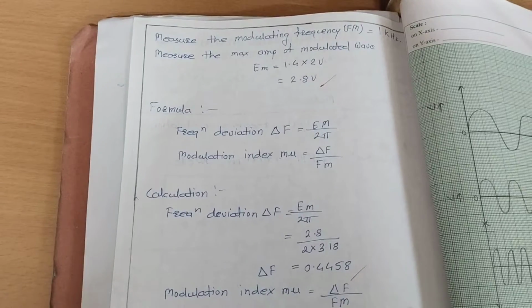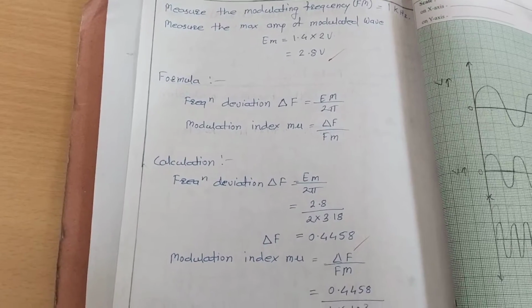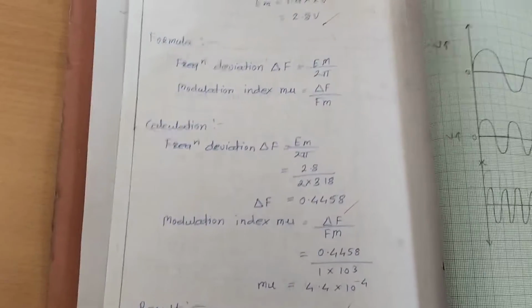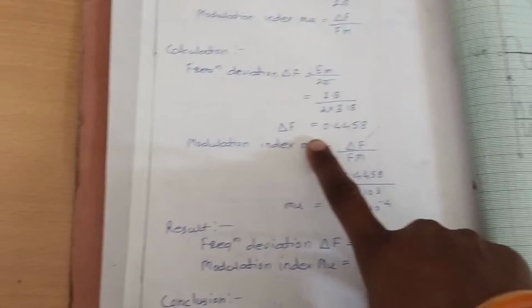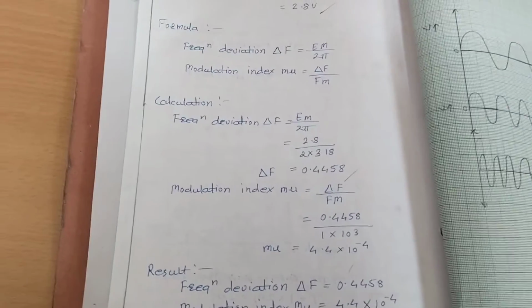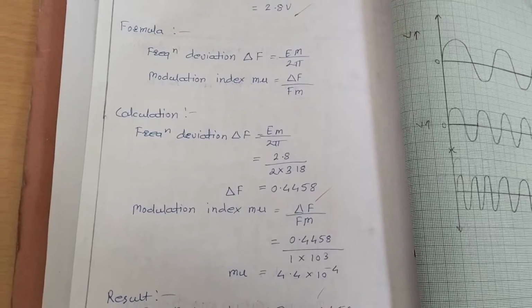In this formula, put the value of Em as 2.8, and 2 pi is 2 multiplied by pi's value, which is 6.28. So the calculation gives delta F as 0.4458, and this calculation is done using a scientific calculator.